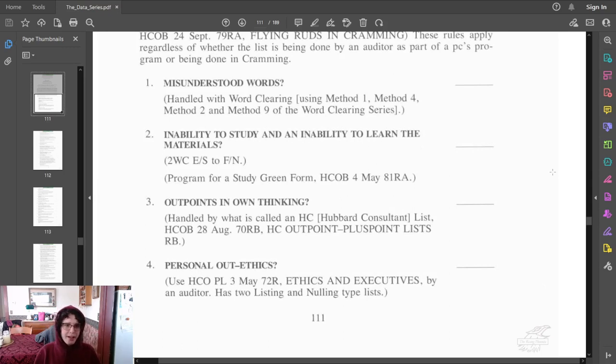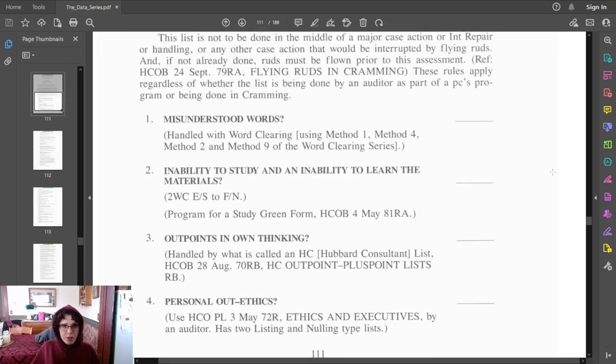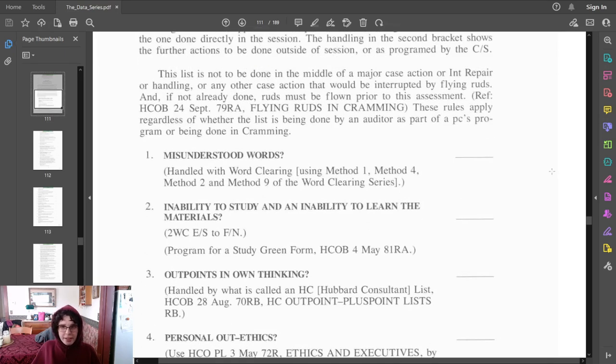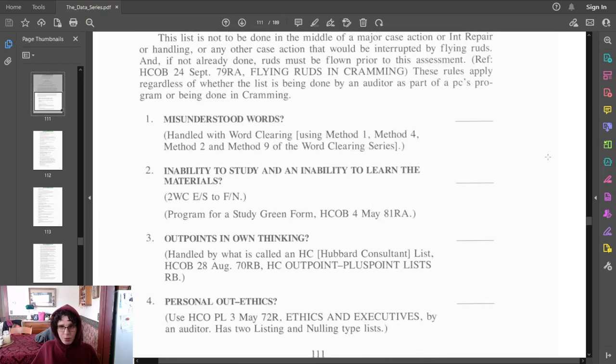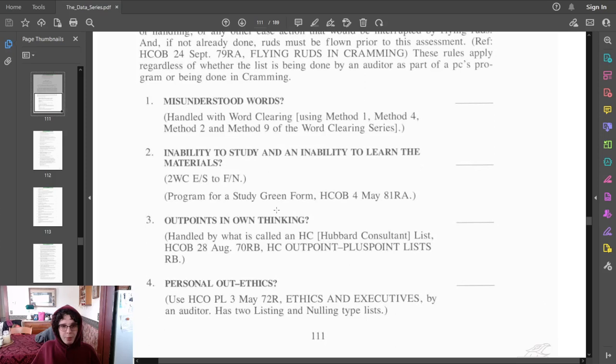So this one you need 2A COM ES to floating needle. I don't know what ES is. I'd have to figure that one out. So just to look at that quick, we see that the handling in the second bracket shows the further actions to be done outside of session or as programmed by the CS. Okay, so they need a program for a study.